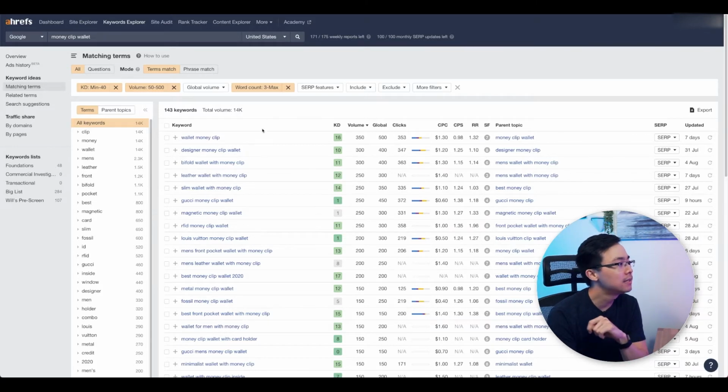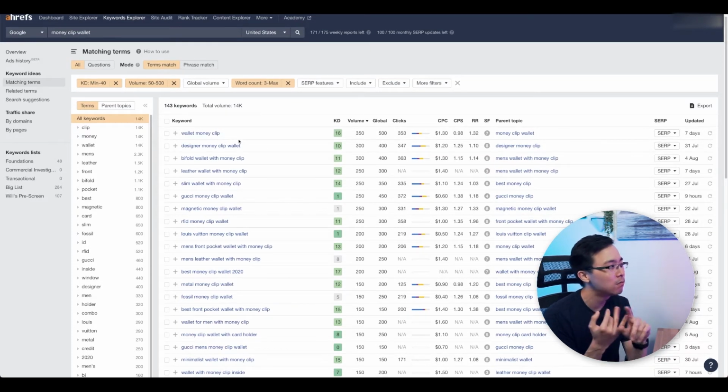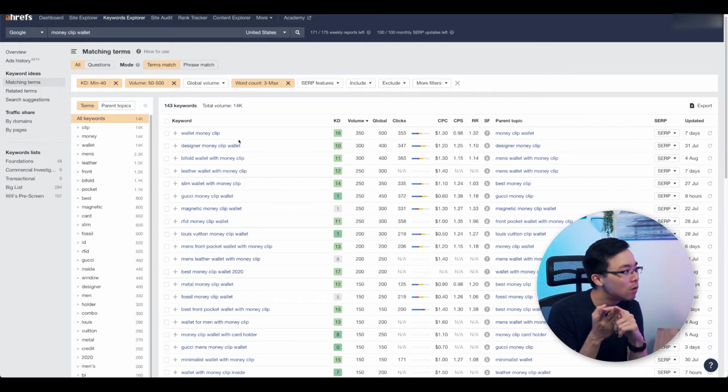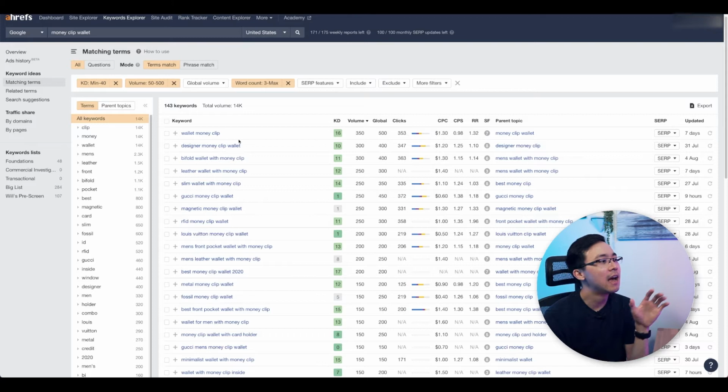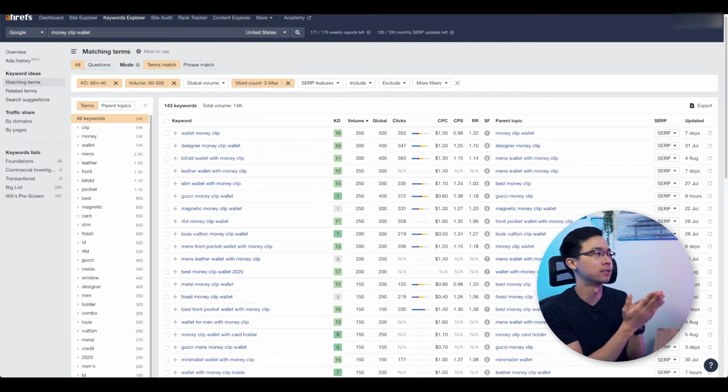So what you can see here is I've actually gone into the long tail side of things, and I can see that there are phrases like designer money clip wallet, bifold wallet with money clip, leather wallet with money clips, slim wallet with money clips, and so on. So these are all some potential great phrases, and you'll also notice exactly what parent topic Ahrefs is classifying this particular keyword with. So as I'm working my way through these results, what I'm thinking about is what sort of content could be interesting to the reader around these sorts of topics.